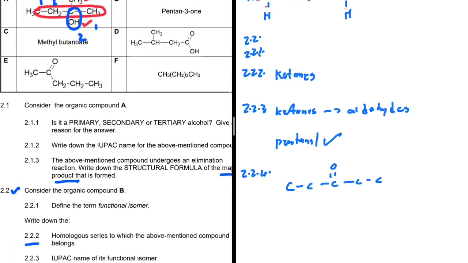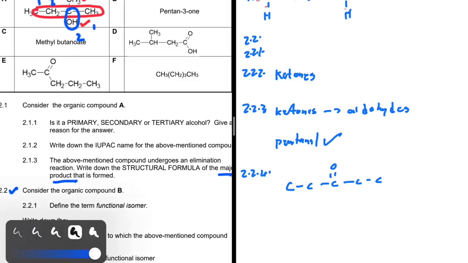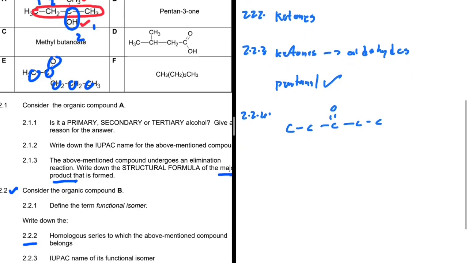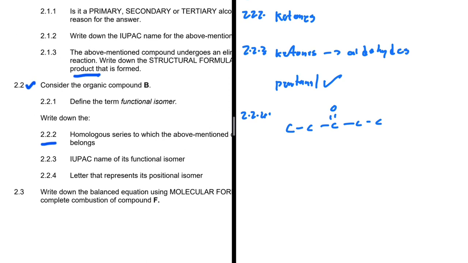Okay, let's take a look. Pentan-2-one looks to be compound E. Take a look at compound E. We have 1, 2, 3, 4, 5, so that is where our pent is coming from. And then on the second carbon, a double bond oxygen. So there we go, pentan-2-one. That is compound E. So the letter that represents its positional isomer, the answer is E. It is compound E.